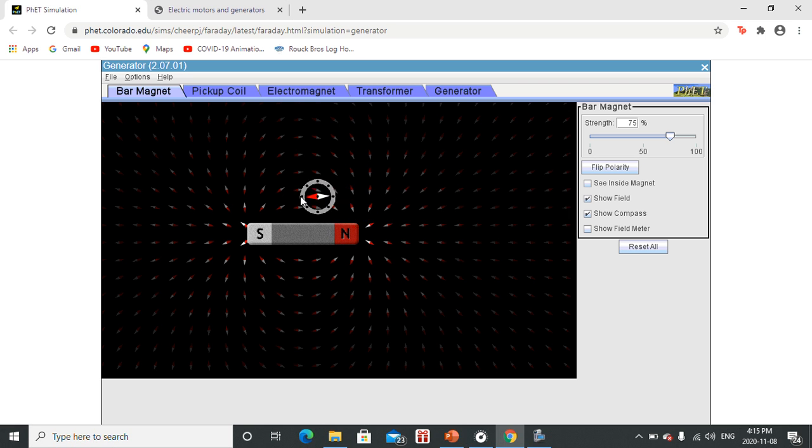If we bring it around to the other side here, again, opposites attract. So red must be the north pole of the compass because this is the south pole of the permanent magnet.